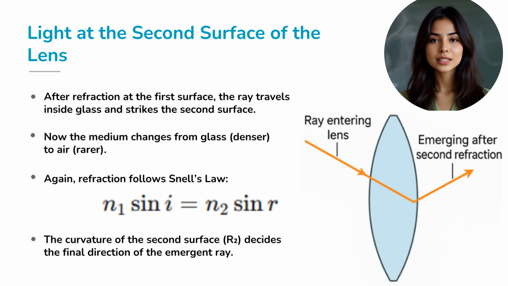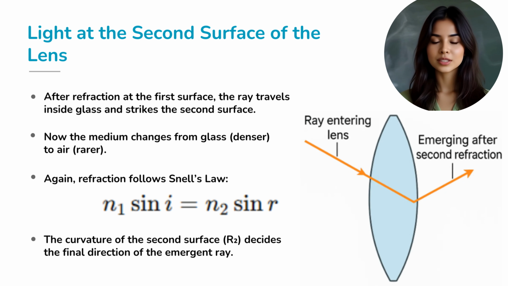Alright students, let's keep tracking our little light ray. After bending at the first surface, the ray continues its journey inside the glass and soon reaches the second surface of the lens. Now, something interesting happens. The ray is moving from glass, which is denser, into air, which is rarer. Think of it like leaving a packed school bus and stepping into an open playground. You suddenly feel freer, and so does the light. But remember, nature always enforces its laws.